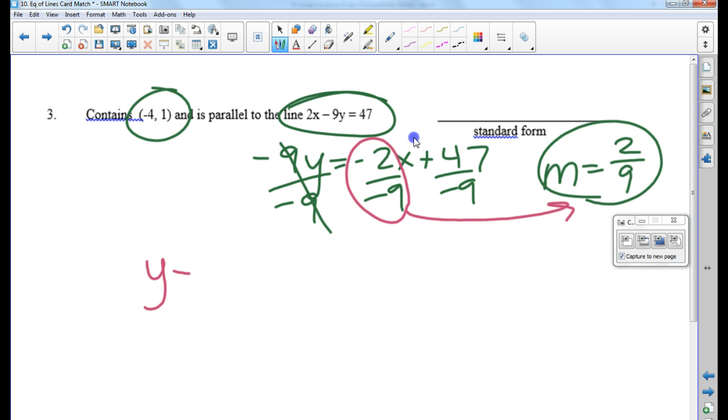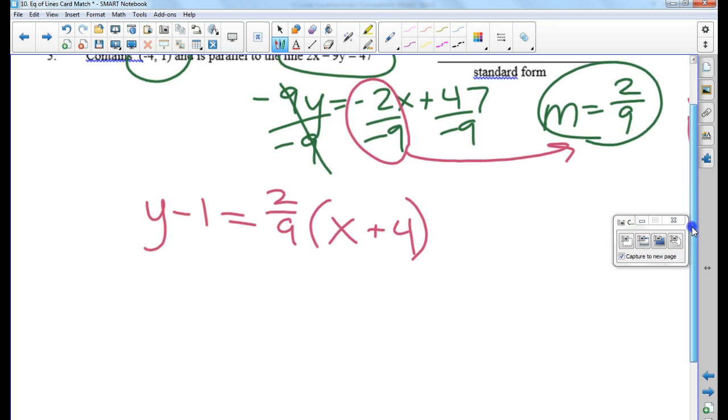Yell it out. Let's do it together. Y minus 1 equals 2/9 parentheses open, x plus 4. You want to just dive right into plus 4 because a minus and a negative is a plus. Is that okay with everyone? Why not? Okay. The rest is simply moving and rearranging furniture.